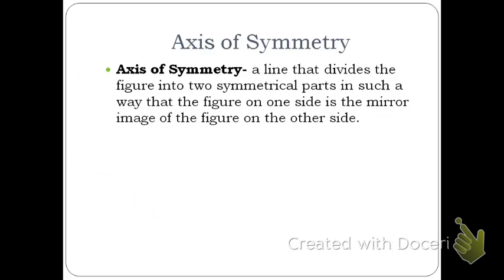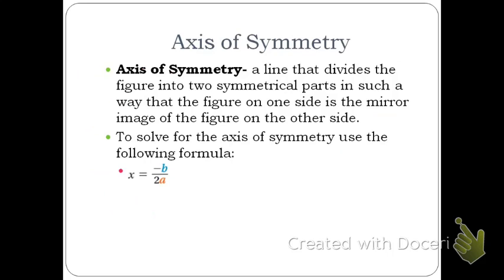So the axis of symmetry is a line that divides the figure into two symmetrical parts in such a way that the figure on one side is the mirror image of the figure on the other side. The formula to solve for the axis of symmetry of a parabola is this. X is equal to the opposite of b all over 2a. Some people say negative b over 2a, but if you say opposite of b, then you'll know to always just change the sign of your b value.